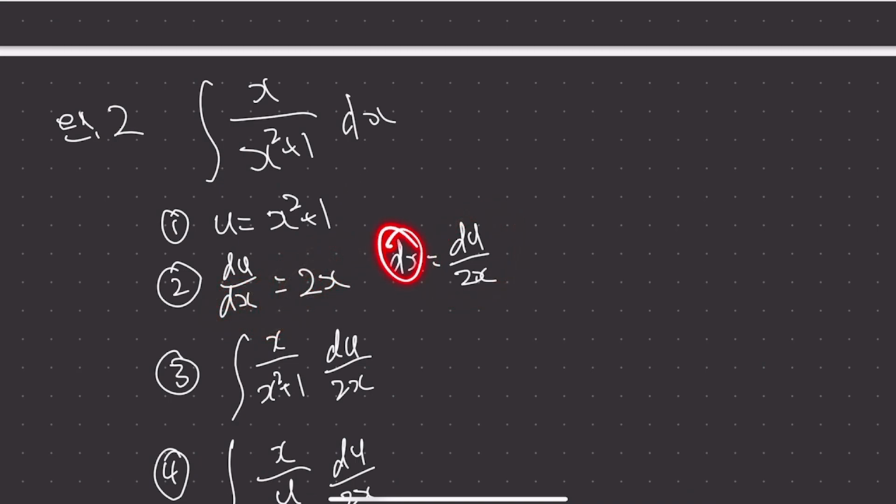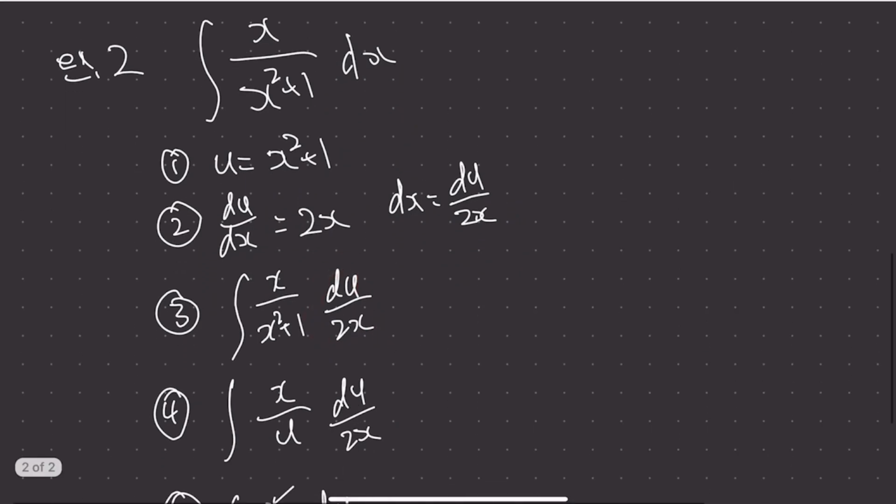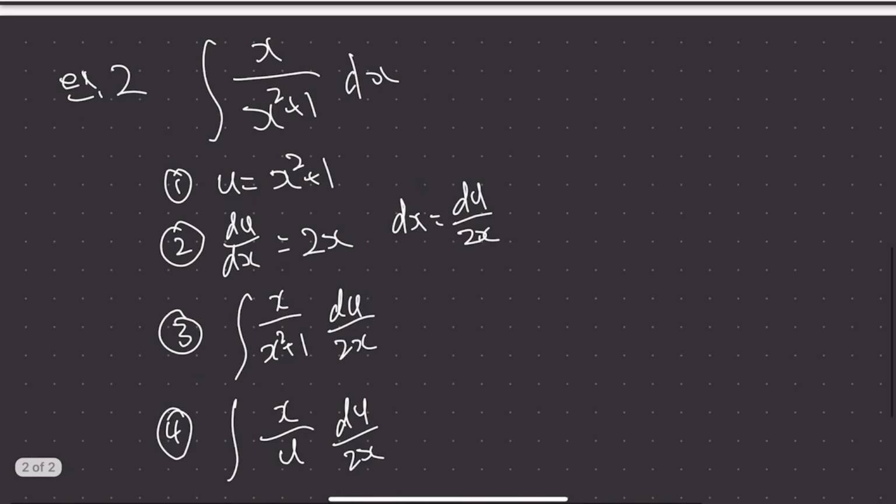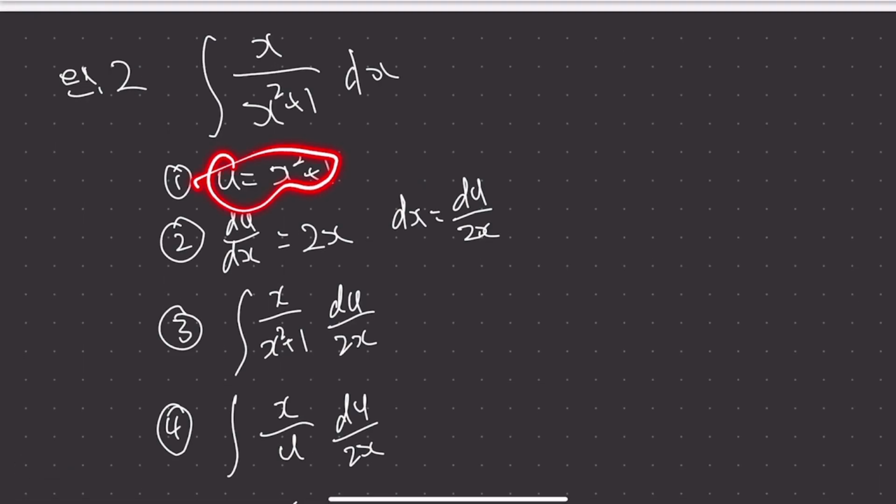And then since this is dx, I can substitute this into here for step 3, right? Substitute du into dx, so I get this here, okay? Step 4, substitute u back into the equation. I know u is equal to x squared plus 1, so I see x squared plus 1 here. Therefore, I'm going to replace this with a u, okay?